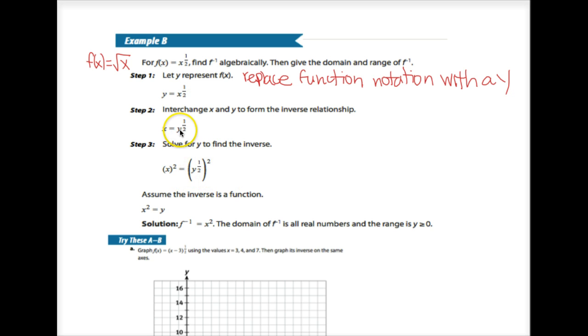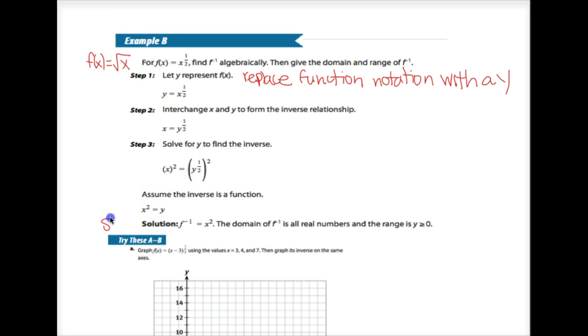So to get y alone, we need to undo this 1/2 exponent, which is a square root. We undo square roots by squaring both sides, so those will undo each other. We have y alone on the left side. On the right side, we have x squared.